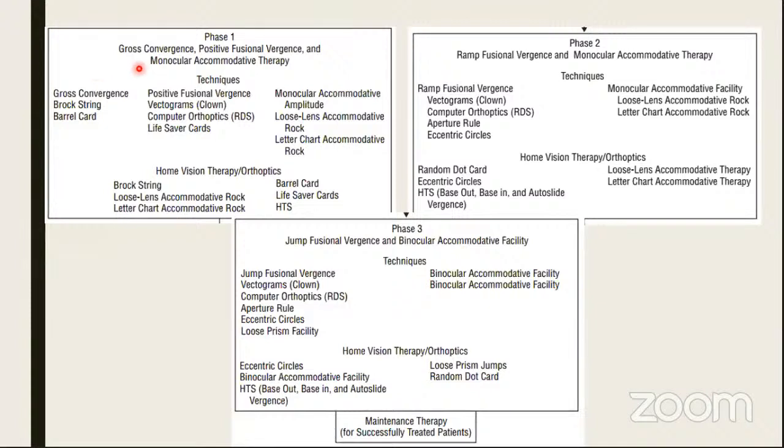In phase one, they worked on gross convergence, positive fusional vergences, and monocular accommodative therapy. Then they increased the range of fusional vergences and monocular accommodative therapy, and in the third phase, jump vergences and binocular accommodative therapy. All these therapy procedures we will discuss in the upcoming therapy discussions. Each aspect of this therapy will be discussed. So what we are going for today is a general overview of management of these kinds of conditions.